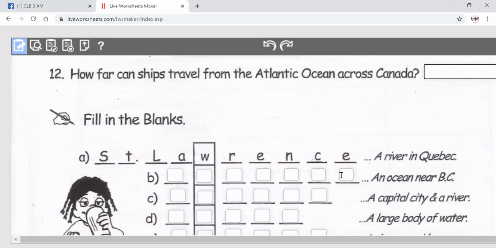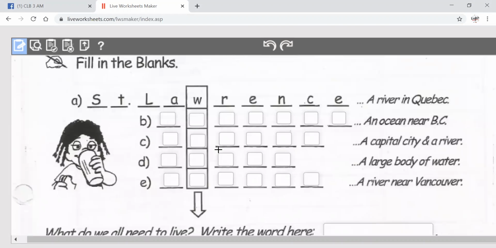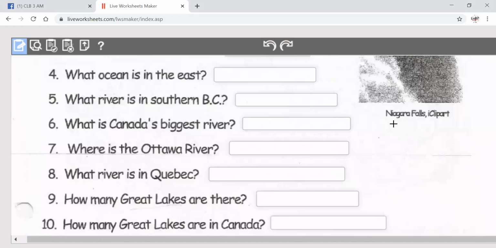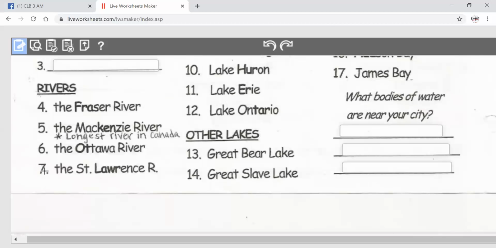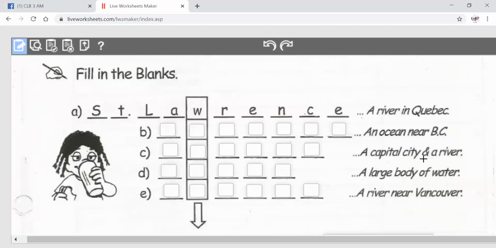And finally, here we have some activities for you. You're going to write letters here. For example, a river in Quebec, St. Lawrence, right? For example, if you look here, Quebec, you want a river. If you look here, there's number 7. Go to number 7, St. Lawrence River. Yes? So you're going to answer these things. An ocean near BC. What's the ocean near BC? You're going to write the letters. Capital city and a river. You're going to give me a name of a capital city and a river. So the same name that a city has, the river has. Same name.